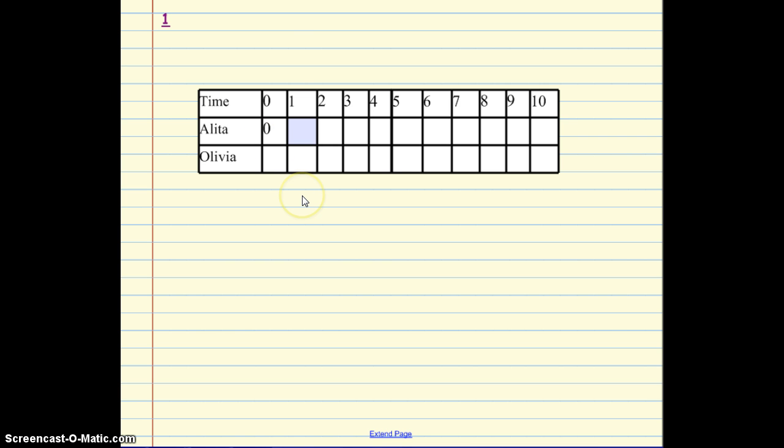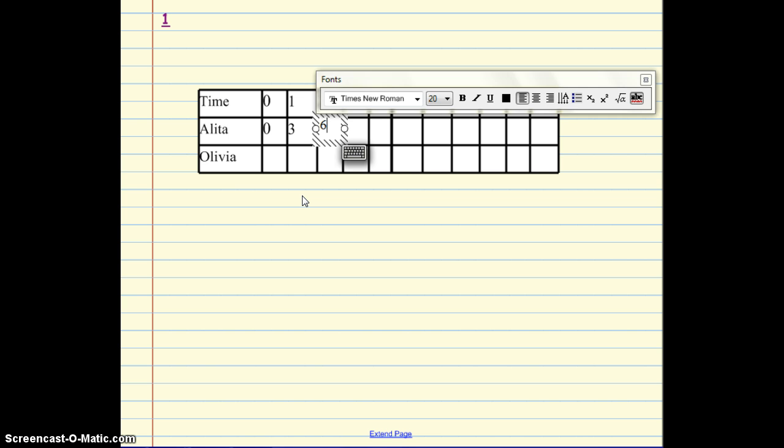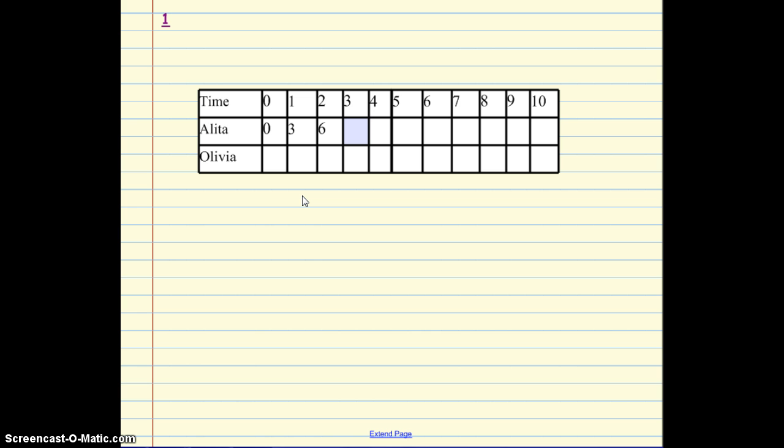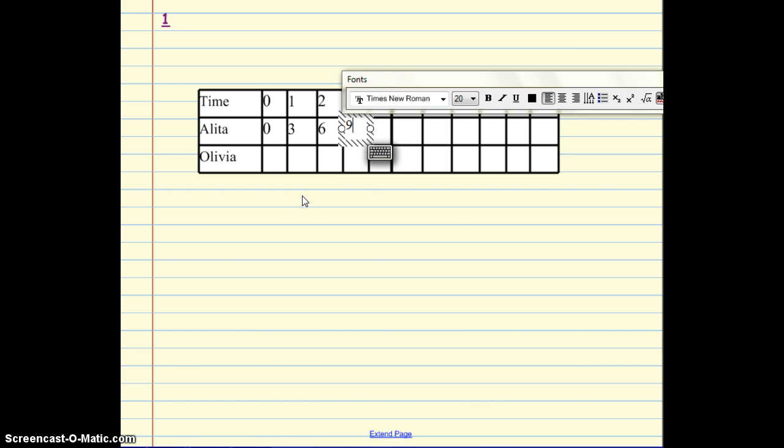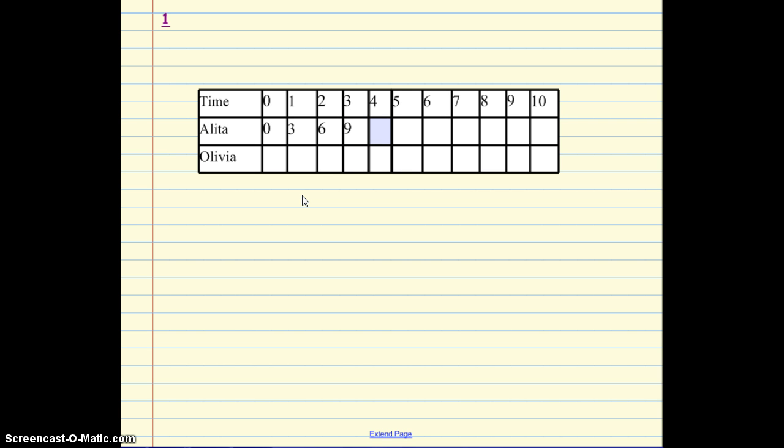Alright, then we need to figure out how far she is after 1 second. Well, it says in the book that Alida ran at a steady rate of 3 meters per second. So if 1 second goes by, it's 3. If 2 seconds goes by, 3 times 2 is 6. 3 seconds go by, another 3 meters, 9. Go ahead and fill in the rest of the table. Yeah, go ahead, fill it in, don't wait for me.